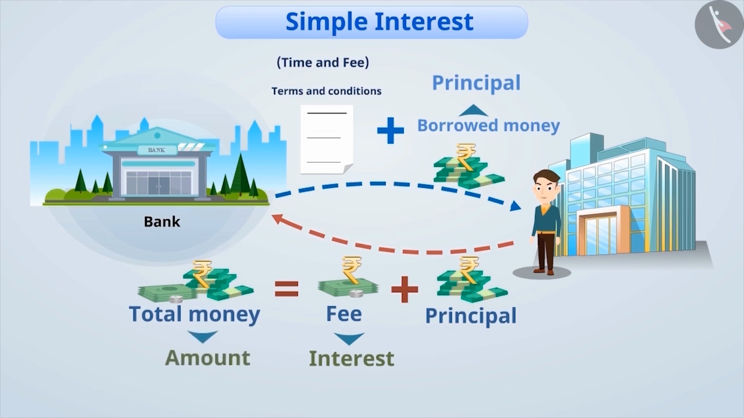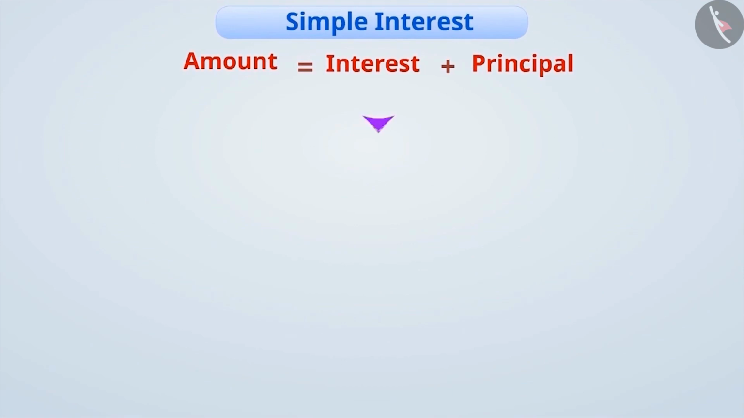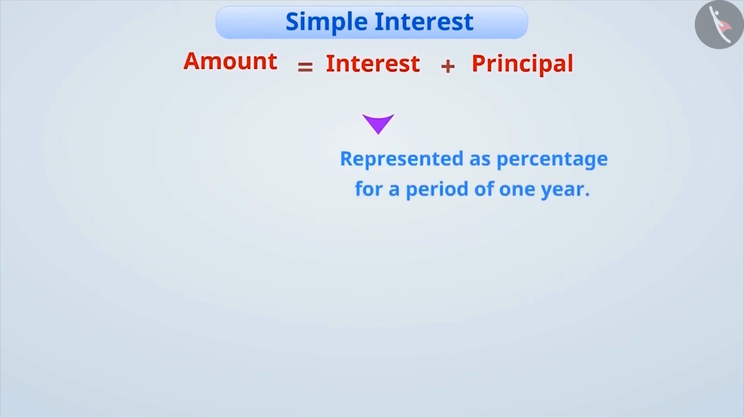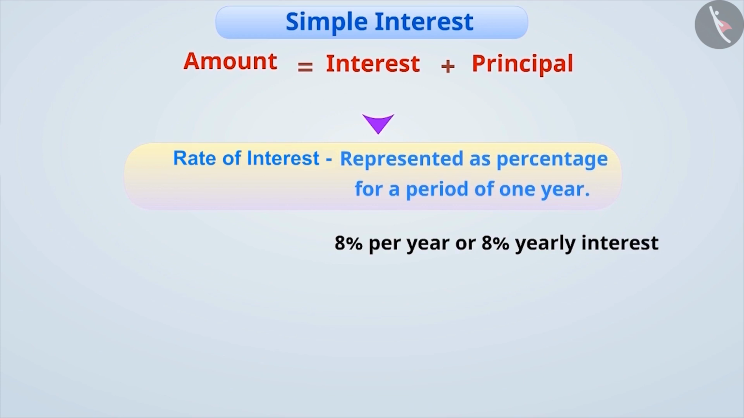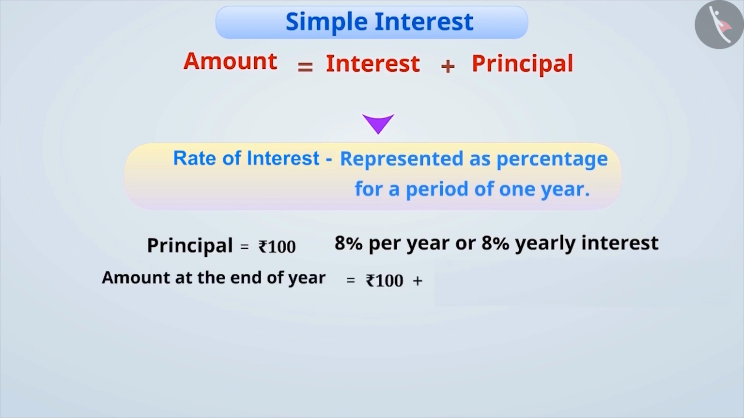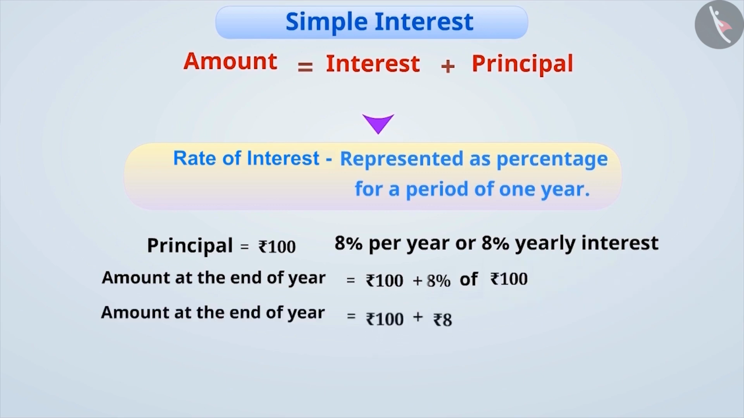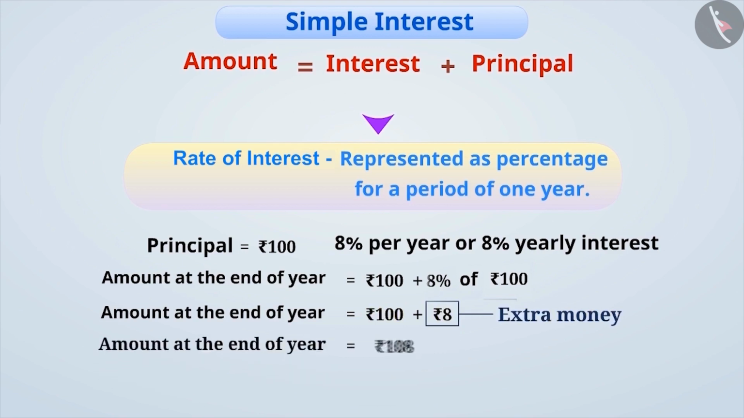The return period and total interest are mentioned in the terms and conditions. Generally, the interest for a period of 1 year is expressed in percent, which we call the rate of interest. If it is given that the rate of interest is 8% per year or 8% yearly and the principal is rupees 100, then at the end of the year, along with rupees 100, one needs to give 8% of rupees 100, which is equal to rupees 8 extra. Here, the amount is equal to 100 plus 8, which is 108 to be given.